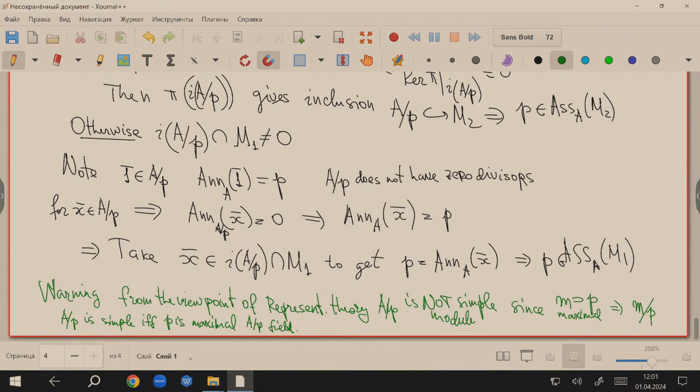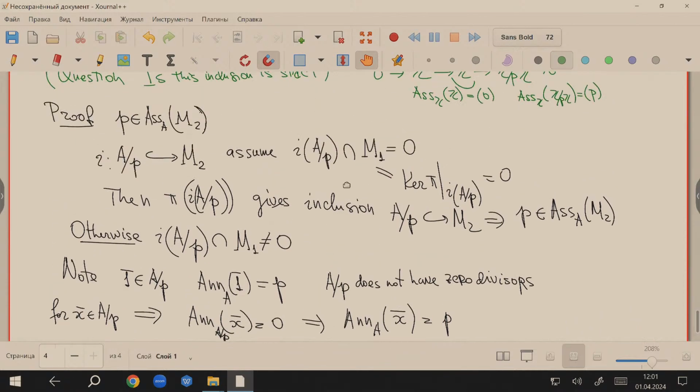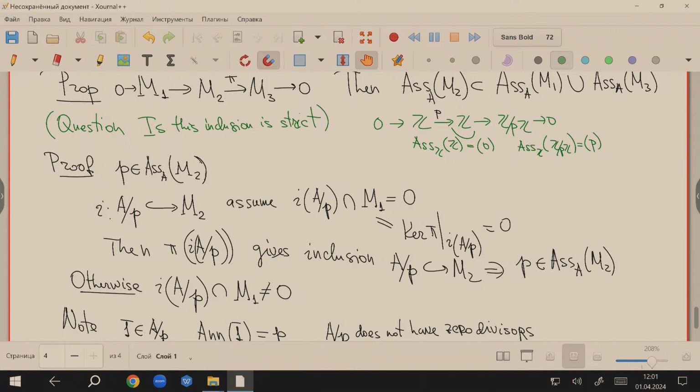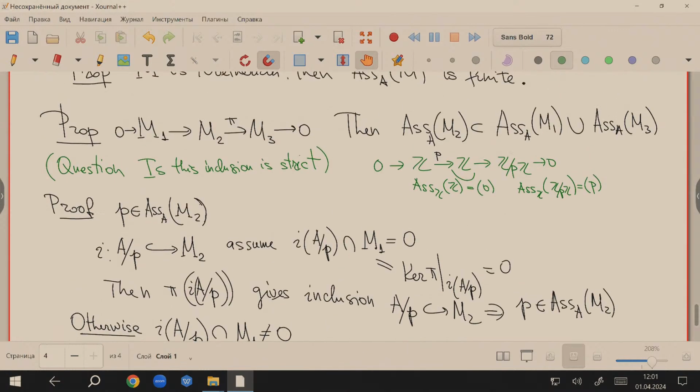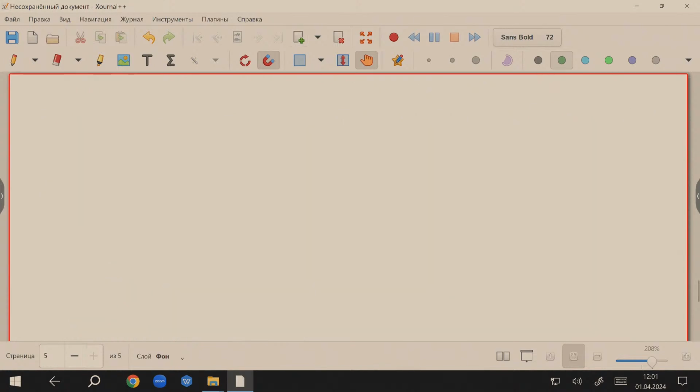And this lemma gives us the following, that you may always bound the set of associated prime ideals by the set of associated prime ideals of a submodule and its quotient. And let us do this procedure, so proof of the proposition of finiteness.